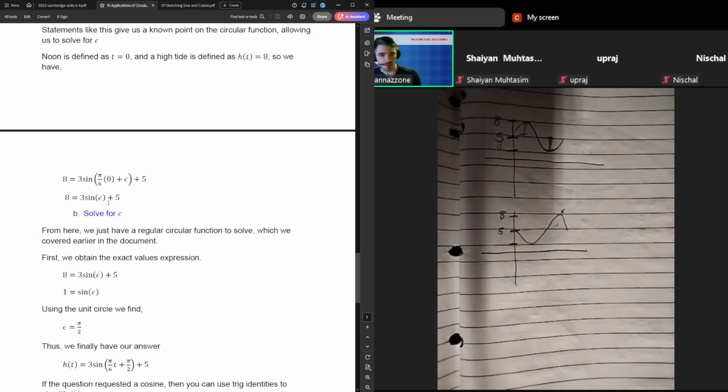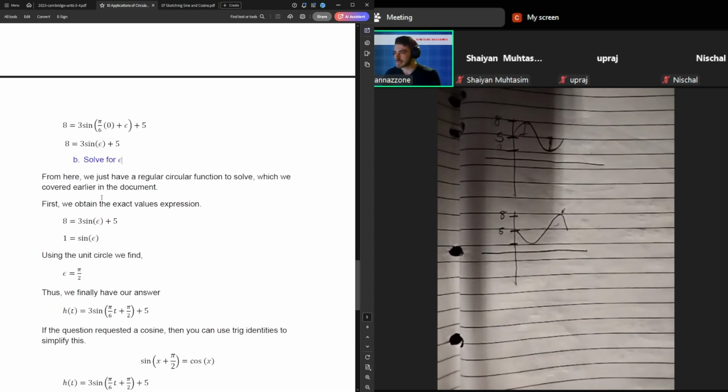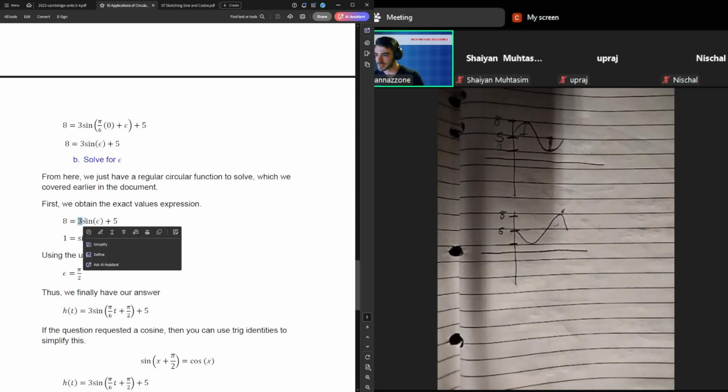The way we solve circular functions, if you haven't already seen it, is you start by rearranging to get that circular function on its own. So that means, in this case, subtracting 5 from both sides and dividing by 3. So it's going to give you 3 on this side, divide by 3 gets you to 1. We just want to know, where is sine equal to 1?